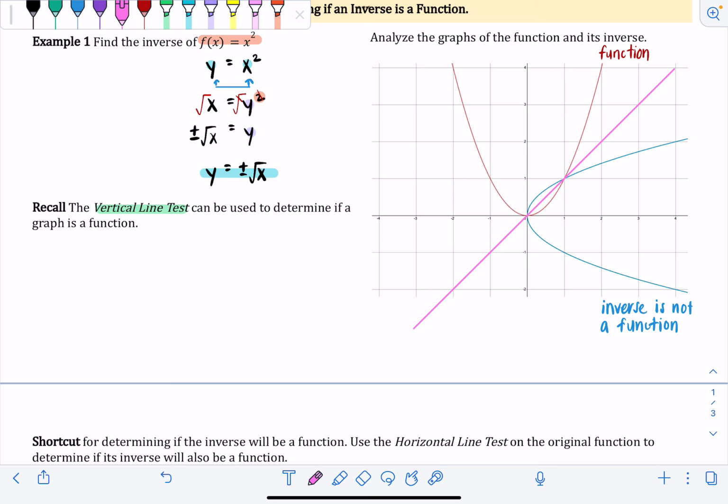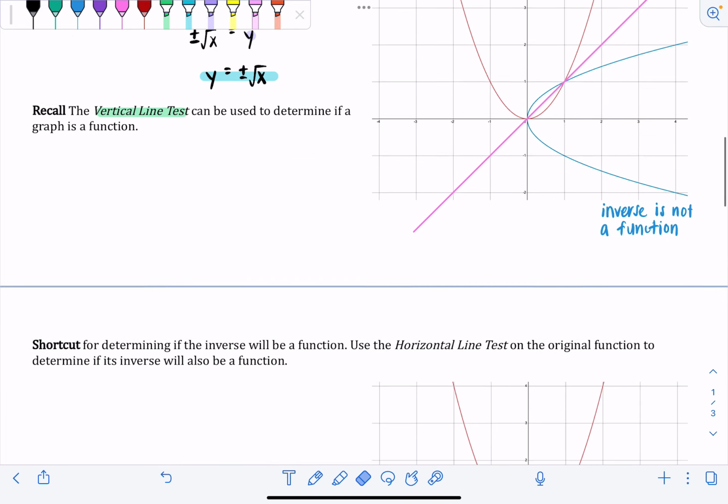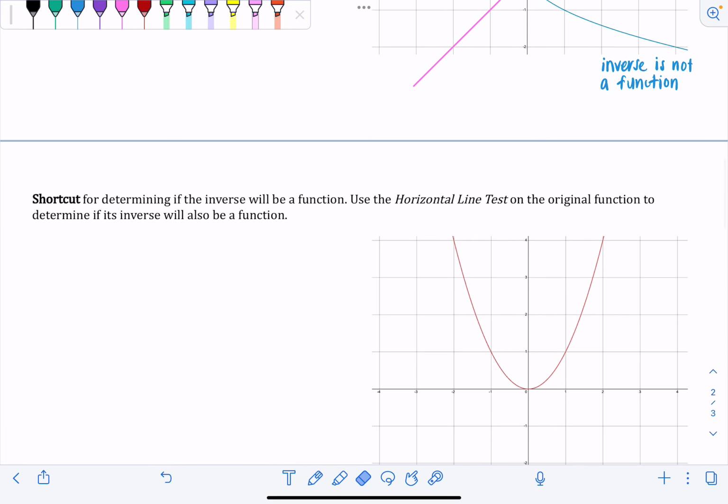So there's a shortcut that you can use just based off of the original function to see if its inverse will be a function, and that's kind of the opposite of the vertical line test, and it's called the horizontal line test. So the shortcut for determining if the inverse will be a function: use the horizontal line test on the original function to determine if its inverse will also be a function.